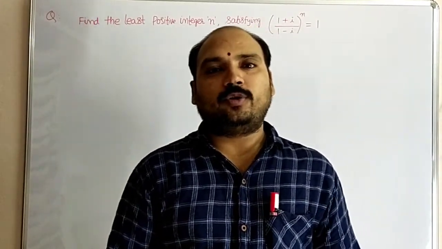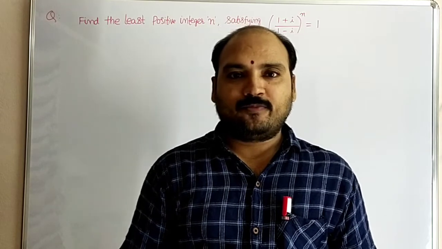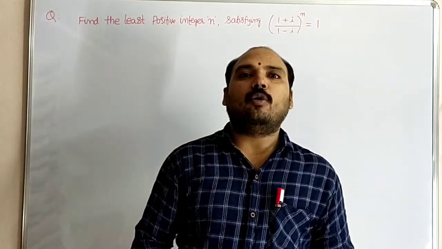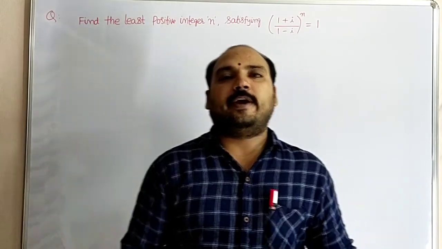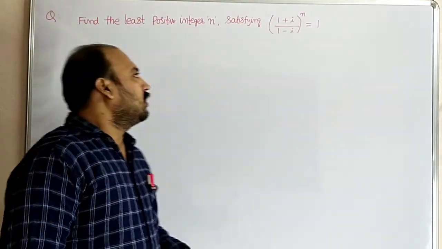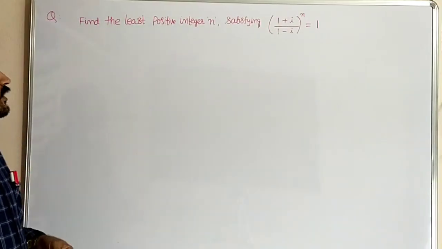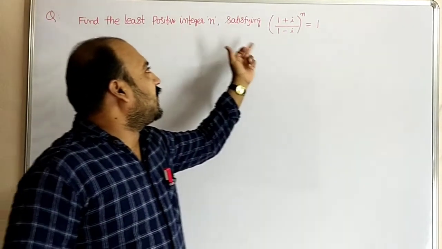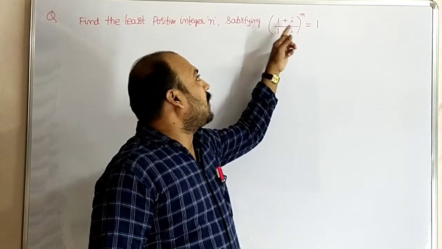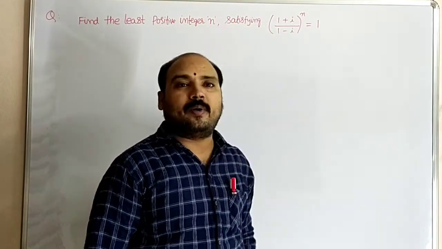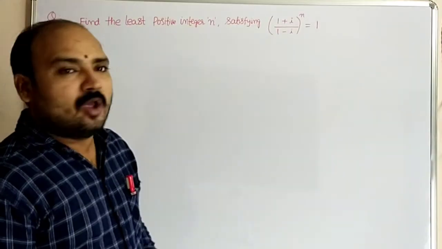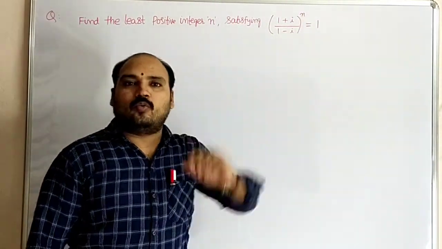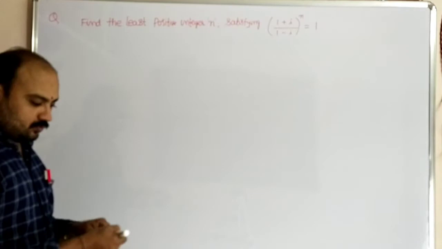In this episode, we are going to discuss the complex numbers in Mathematics 2A. Complex numbers, we are in exercise B. Let us have a discussion on the problem. Find the least positive integer n satisfying ((1 + i)/(1 - i))^n = 1. For what value of n this value is equal to 1? That we are going to check now.